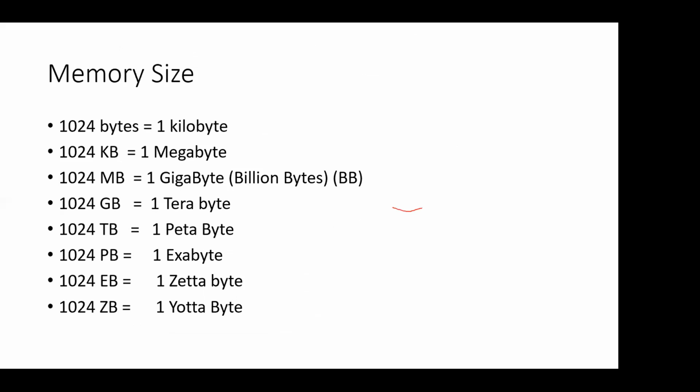1 terabyte equals 1024 gigabytes. 1 petabyte equals 1024 terabytes. 1 exabyte equals 1024 petabytes. 1 zettabyte equals 1024 exabytes. 1 yottabyte equals 1024 zettabytes.